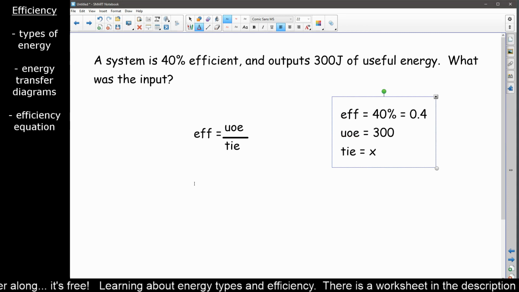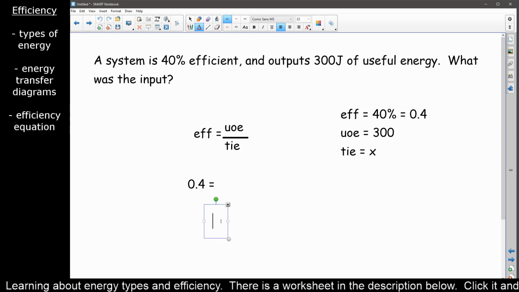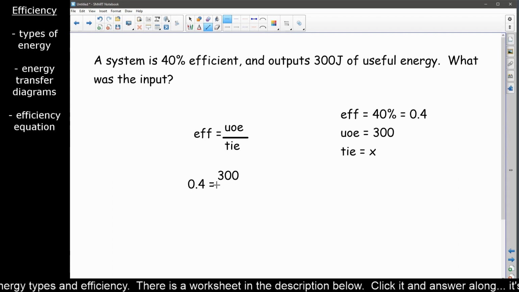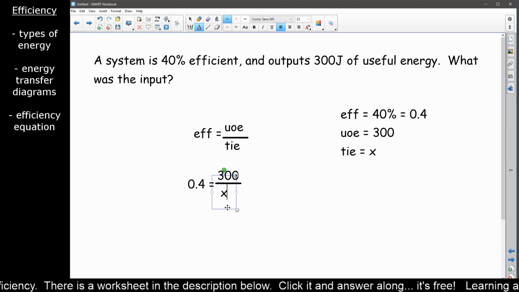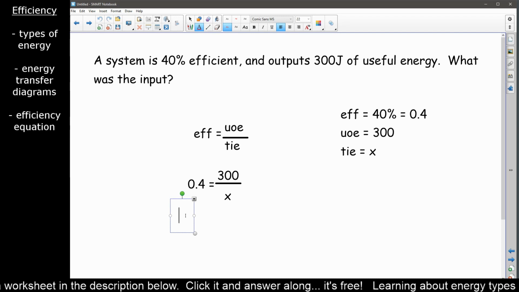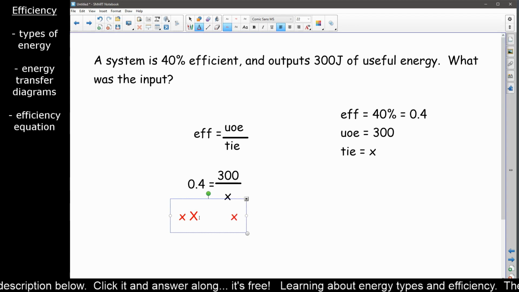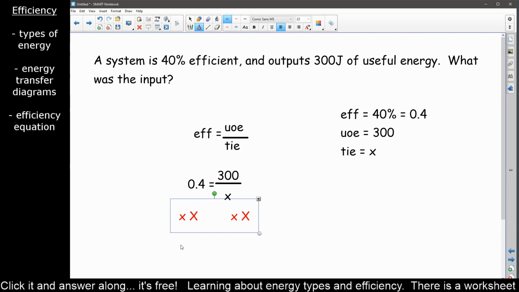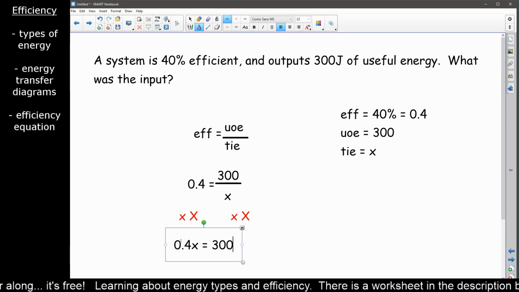Let's do it. Instead of efficiency, I've now got 0.4. Instead of my useful output energy, I have 300. We still have our division sign, we still have our fraction, and instead of total input energy, we have X. So solving this, we don't like this X in the bottom line, so we're going to multiply both sides by X. That gives me 0.4x is equal to 300.